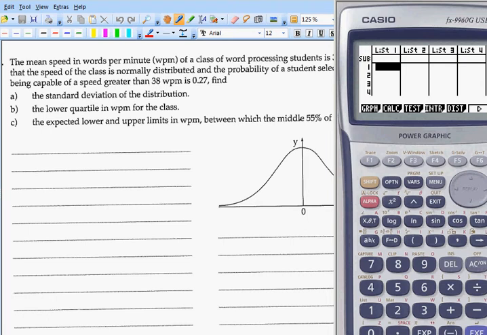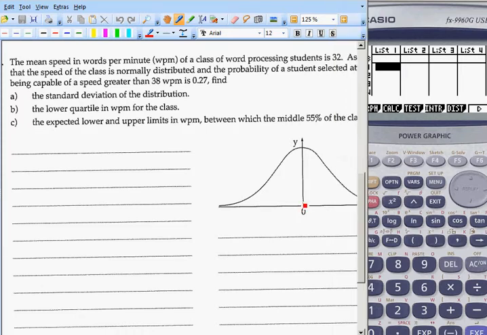Page 48, question 67. Mean speed of a class of word processing students is 32. So we'll put the mean of 32 there. Normally distributed, probability of a student selected at random being capable of a speed greater than 38 is 0.27, so 38 must be down here.